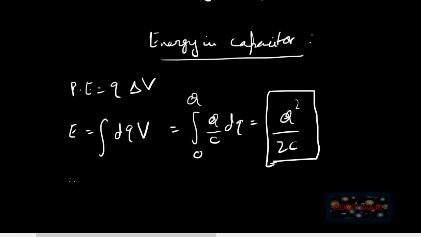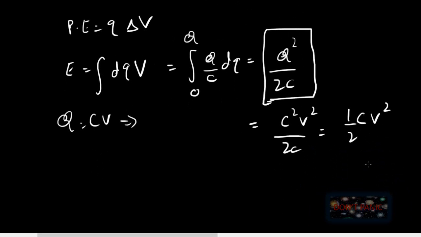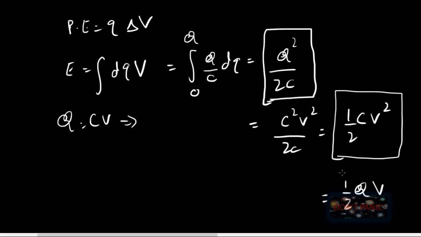And then for the capacitor, you know that from this relation, Q equals CV. So if you substitute in CV, it becomes C squared V squared over 2C, which becomes 1/2 CV squared. So that's another relation for energy that you can use. And then you know that CV is equal to Q, so you can also rewrite this as 1/2 QV. So this formula can also give you the energy of the capacitor.